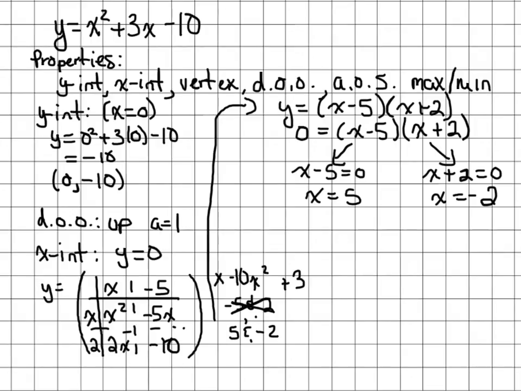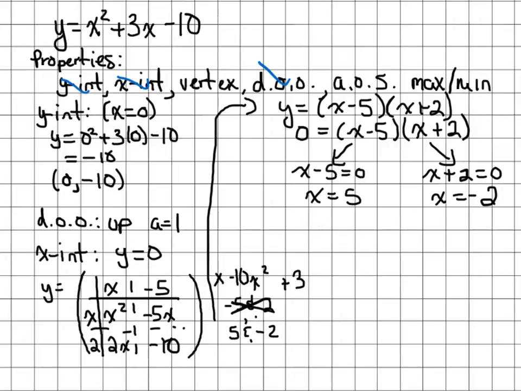So now we have to decide what we're going to find next. Well, let's cross off what we have. We have the y-intercept, we have the x-intercepts, we have the direction of opening, and the last three things we need are the axis of symmetry, the vertex, and the maximum or minimum. Well, we know that the x-intercepts, these guys here, are symmetrical points, and so we know that the axis of symmetry has to be halfway between those two points. And so that's what we'll find first. We'll find the axis of symmetry.